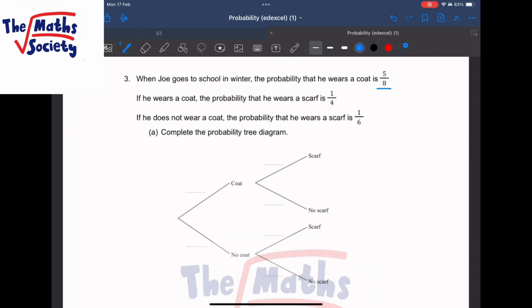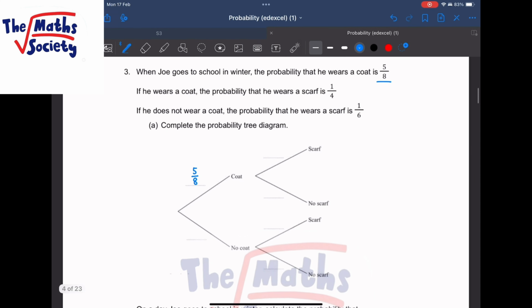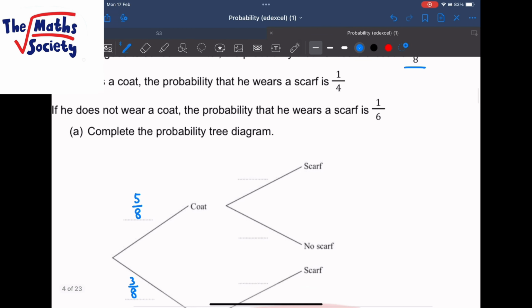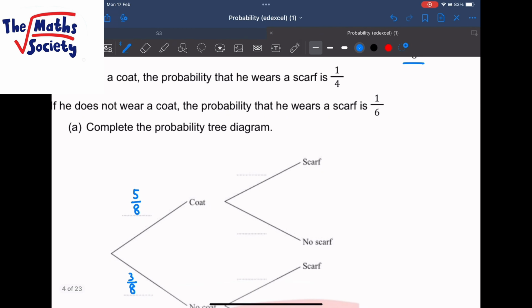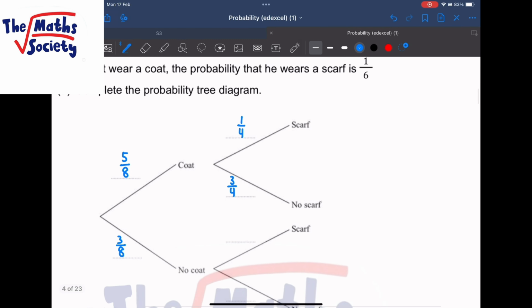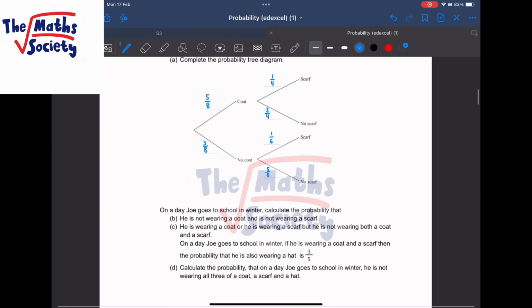So we know that he wears a coat, 5 by 8. So the probability that he doesn't wear a coat is 3 by 8. And if he wears a coat, the probability that he wears a scarf is 1 by 4. That's 3 by 4 for not wearing a scarf. And if he doesn't wear the coat, the probability that he wears a scarf is 1 by 6. And this should be 5 by 6. And that's completing the tree diagram.